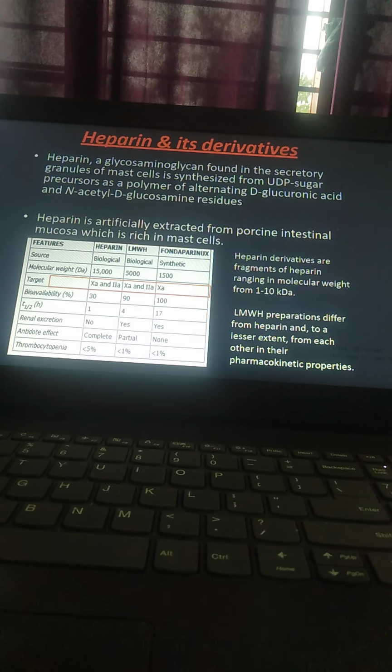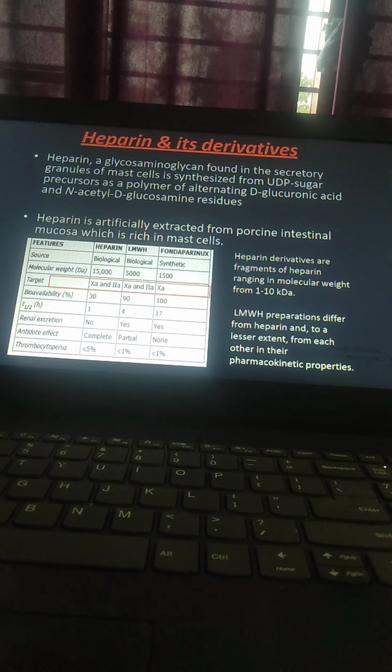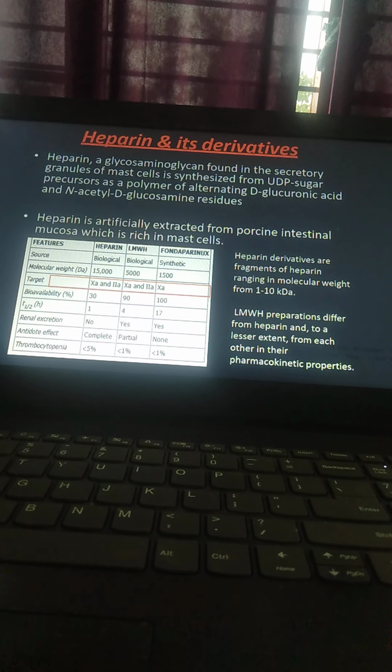Renal excretion: yes, it is through the kidney for all. Antidote: there is a complete antidote for heparin, then partial, and then none for fondaparinux. It is protamine, and it is complete, partial, none. Thrombocytopenia is less than 5%, less than 1%, and less than 1% for the synthetic.